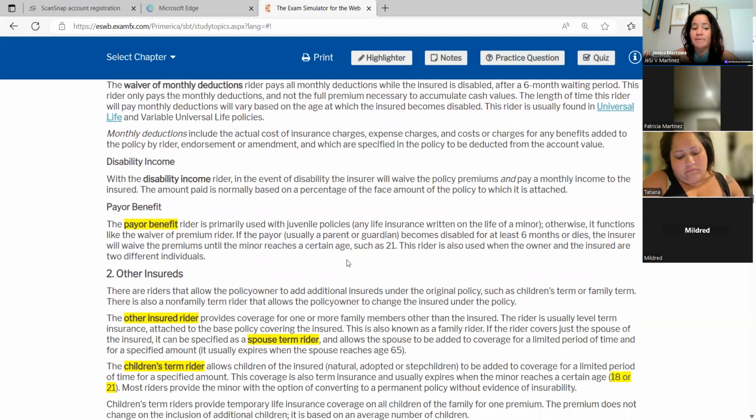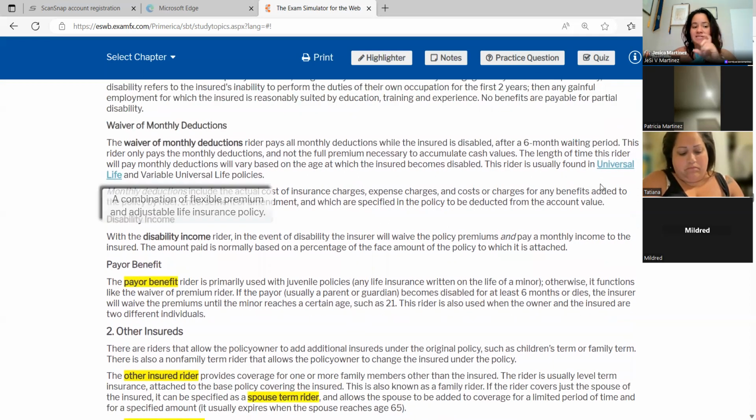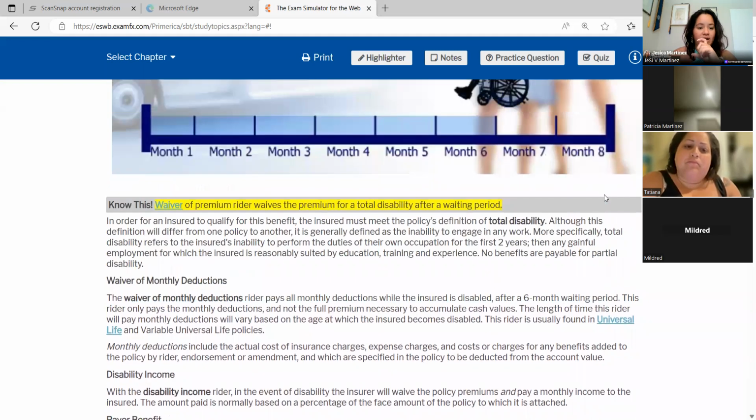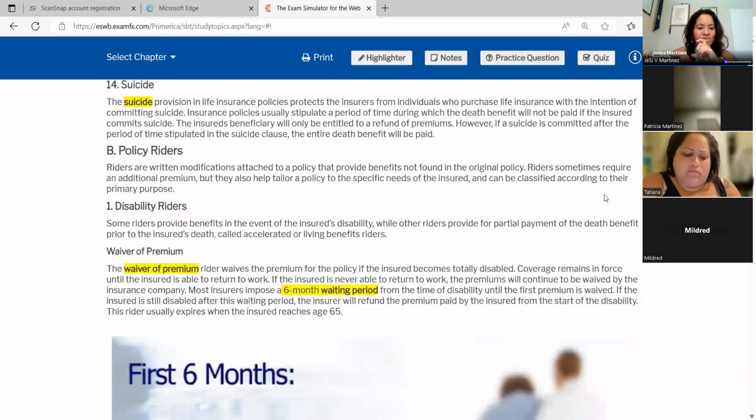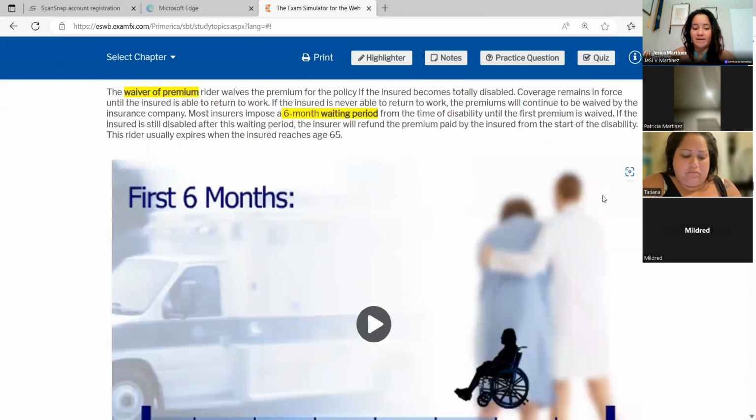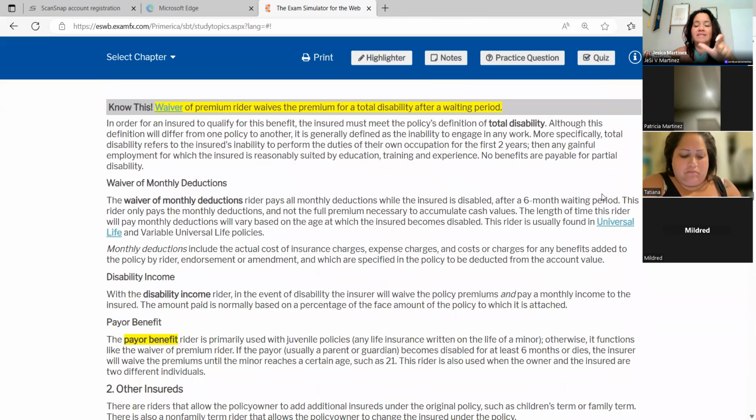Then we have what's called a disability income rider. In the event of a disability, the insurer will waive the policy premiums and pay a monthly income to the insured. So that will be the difference between the two disability riders. It will be either the waiver of premium, which waives the premium if you're disabled, or the disability income, which on top of waiving your premium also gives you income while you're disabled.